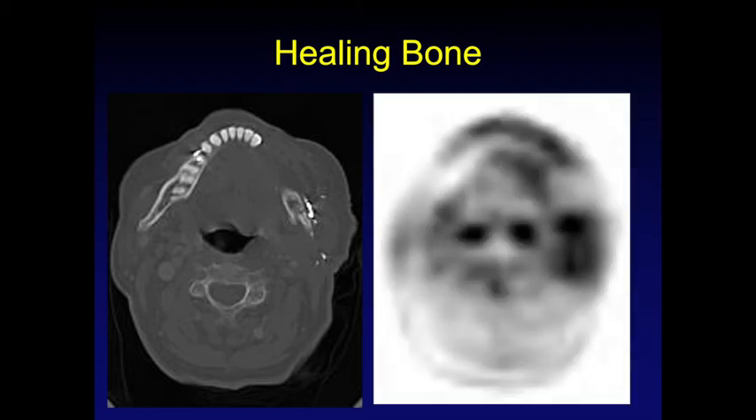Here's a patient who has extensive FDG avidity surrounding the reconstruction right where the native bone is meeting the bone graft. This is normal. This is expected. As this bone heals, eventually it will completely heal and there will no longer be abnormal uptake in that location.